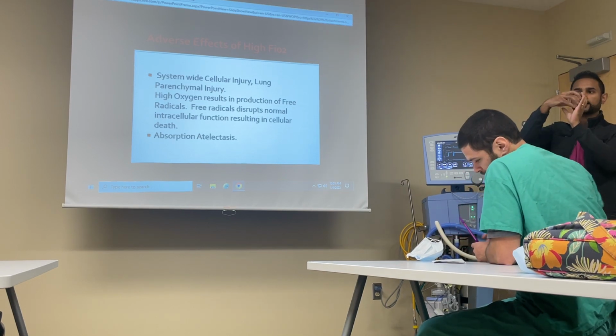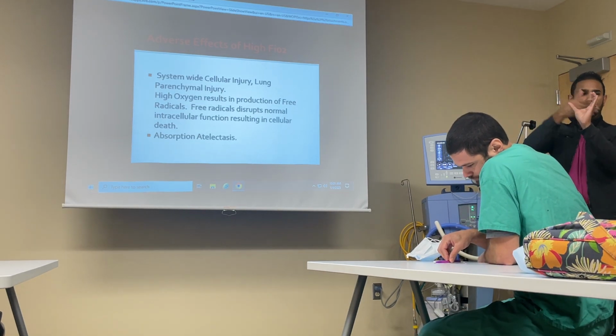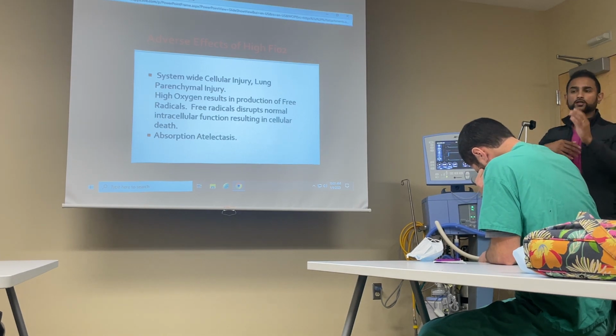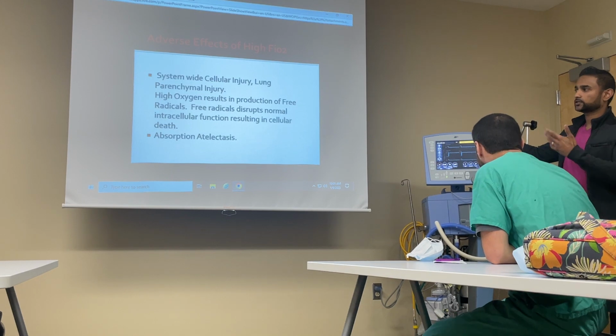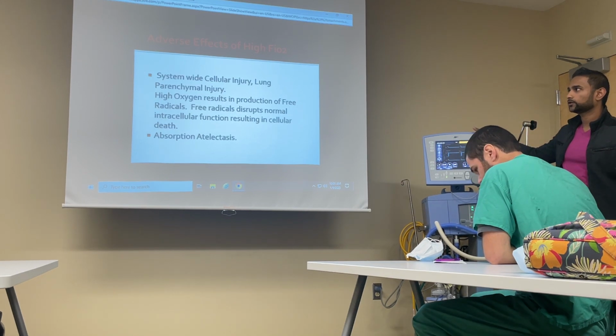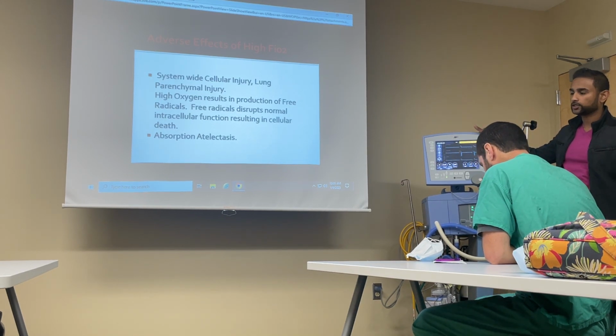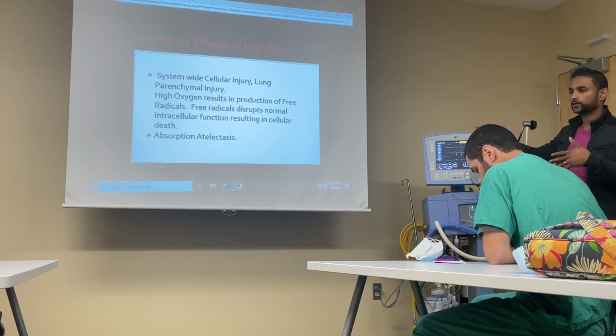Because there's not enough gas, other gas stays in there without penetrating into my capillaries. Does that make sense? Absorption atelectasis is a term we don't always say out loud, but it is a thing. Just keep in mind, giving too much oxygen is not always a good thing. Ideally, you want to keep sats greater than 94. COPD patients, anywhere between 88 and 92. Okay, let's move on.